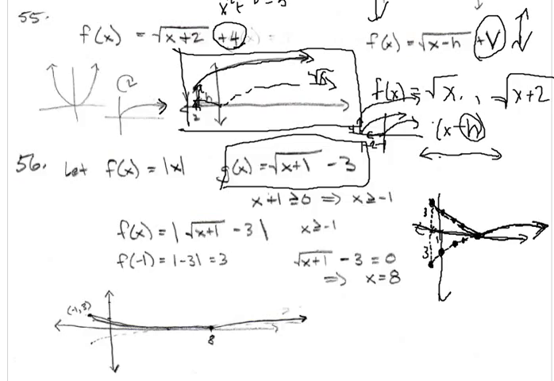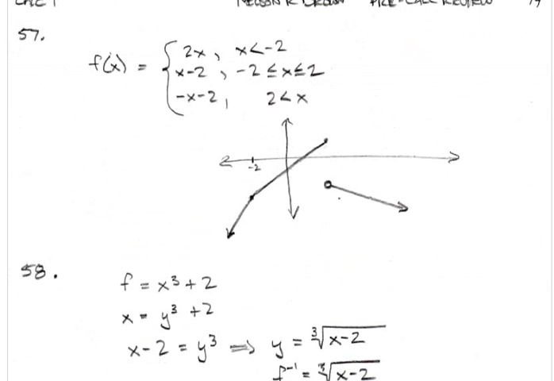So we get this, right? So that's what I show you right here. We start off at a negative 3. It turns out that there is a 0 at x equal to 8, and then the function goes on to look just like it normally does. So that is number 56. Let's do number 57. I'll save that for a new video.